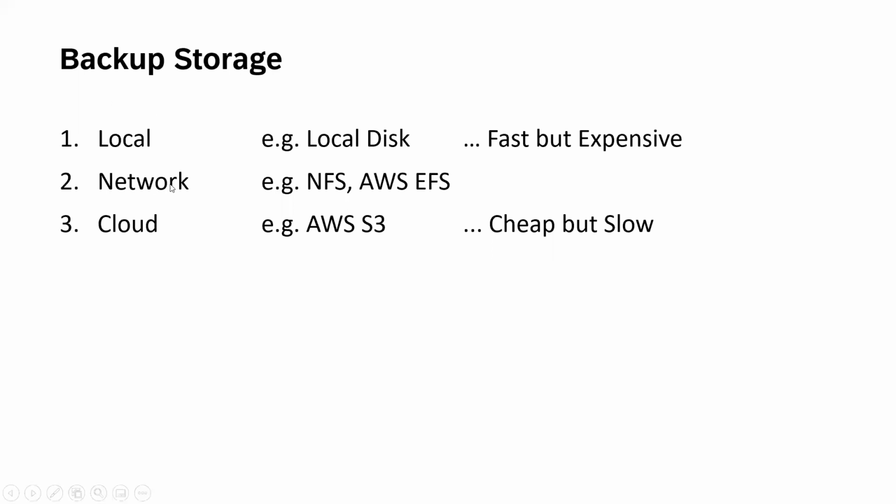Second, you can take backups on the network. What do I mean by network? You can have an NFS share. You can store your backup on NFS shares, or you can also have AWS EFS, which is similar to the NFS concept, that it is a network share. So you can store your backups on the network also. And third comes your cloud storage. You can also use the cloud as your backup storage, for example AWS S3. In the case of cloud storage, it is cheap, but it is slow. So this is the final slide for backup storage.